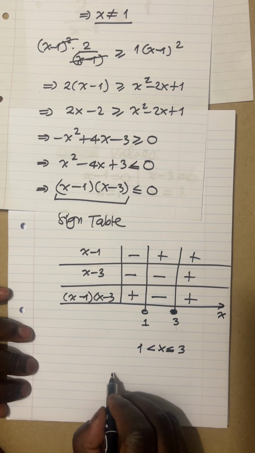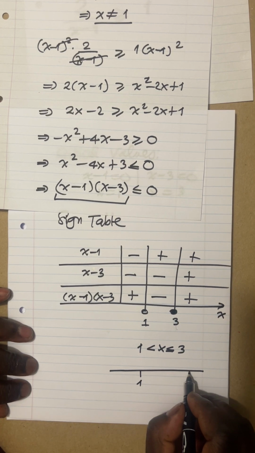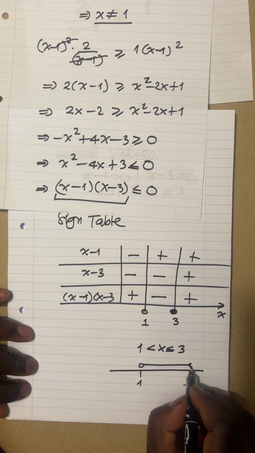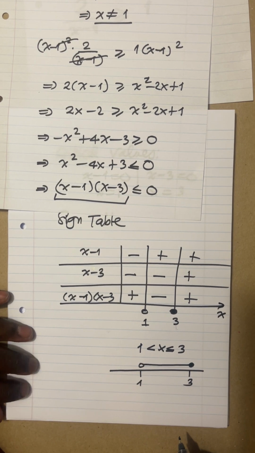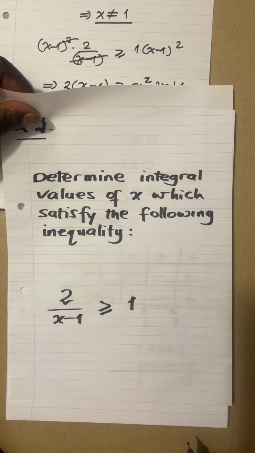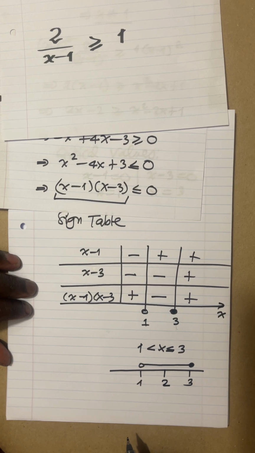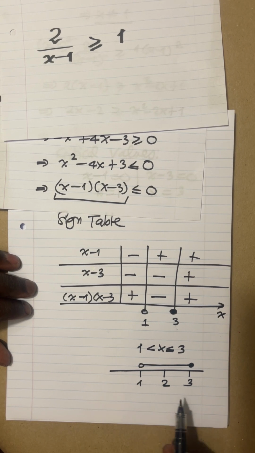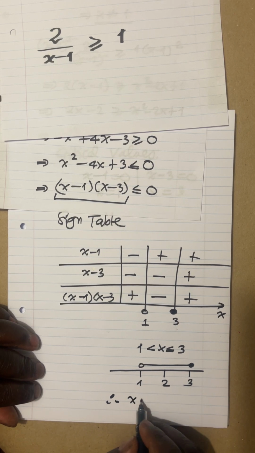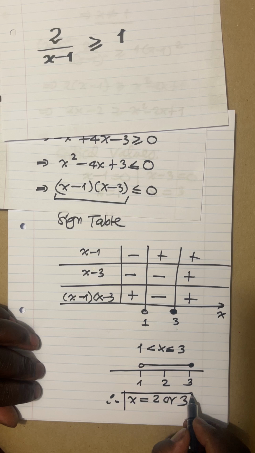What does this mean? On the real number line, it means that if you have 1 here and 3 there, you have an open circle, and then at 3 you have a closed circle. The question is asking us to determine integral values of x that satisfy this inequality. So there's an integer in between the two of them, and that's 2. So the two integral values that satisfy this inequality are 2 and 3. 1 does not. So therefore our solution is x is equal to 2 or 3. That's our final solution.